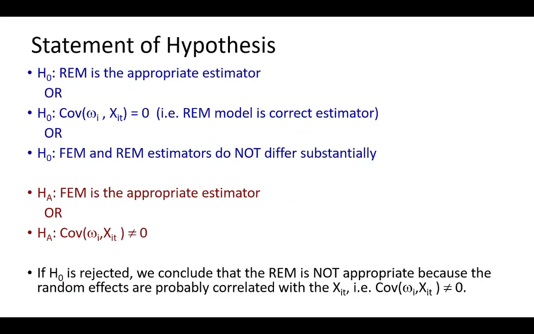The null hypothesis underlying the Hausman test is that the random effects model is the appropriate estimator. A rejection of that means that the random effects are probably correlated with one or more of the regressors, in which case fixed effects model is the right way to go. And so in a nutshell, the null hypothesis says go with random effects. And if we reject that, then we're going to go with the alternative, which says go with fixed effects.